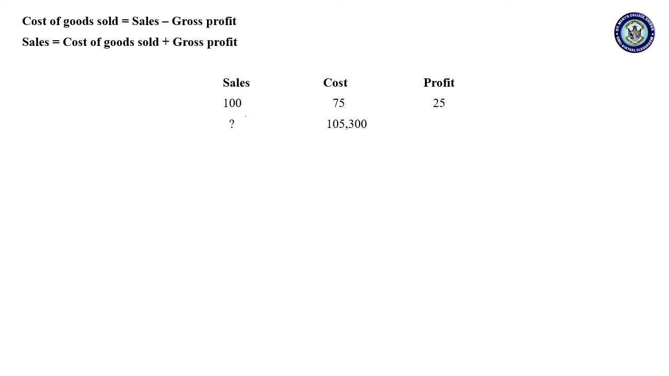Next you write, I want the total sale, so you put a question mark. Then you write 1,05,300, that is the cost, adjustment number 1, the cost of goods sold. You write that under the cost column. Sale we don't know. Now you put the cross multiplication, that is 100 into 1,05,300 divided by 75.